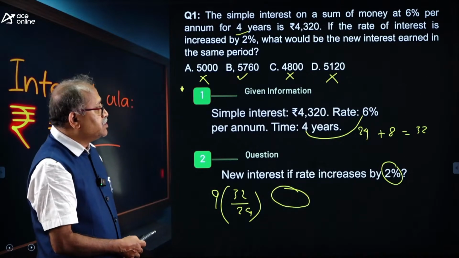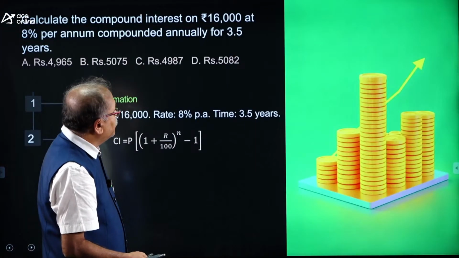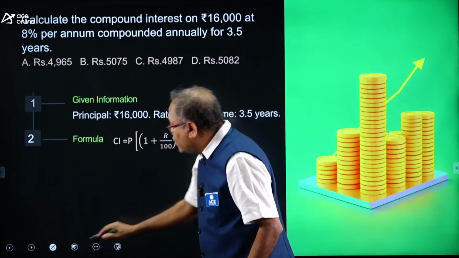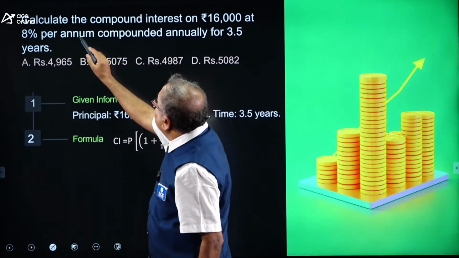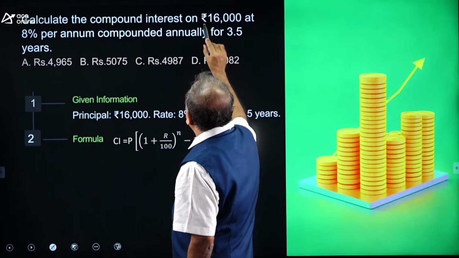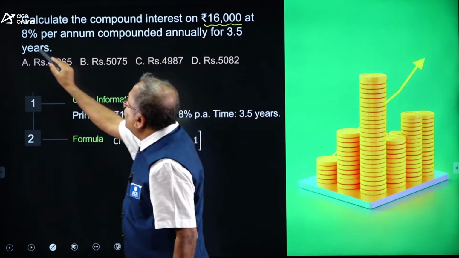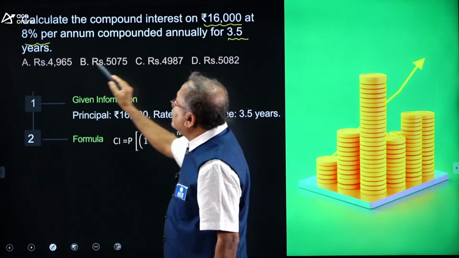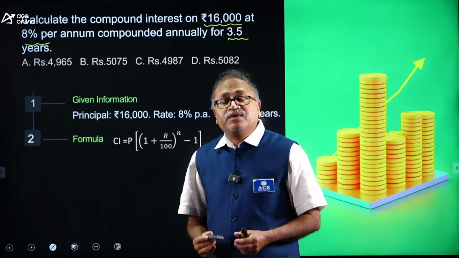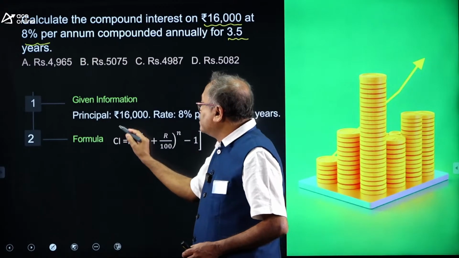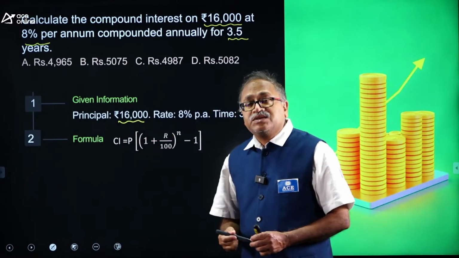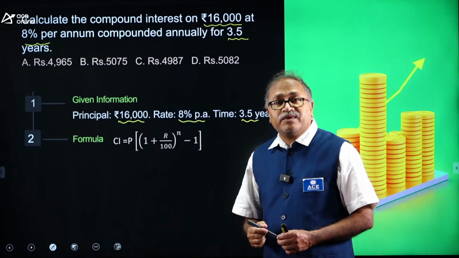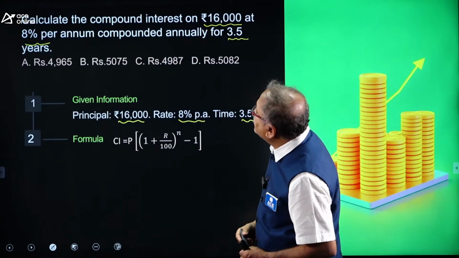Let us move on to the next question. Look at the question part here. Calculate the compound interest on rupees 16,000 at 8% per annum compounded annually for 3.5 years. The principal is given to us as 16,000, the rate of interest is 8% per annum, and the time is 3.5 years. You are asked to find out what?